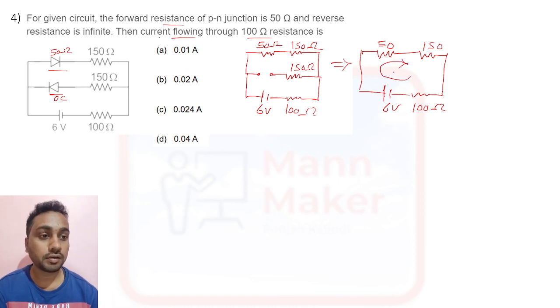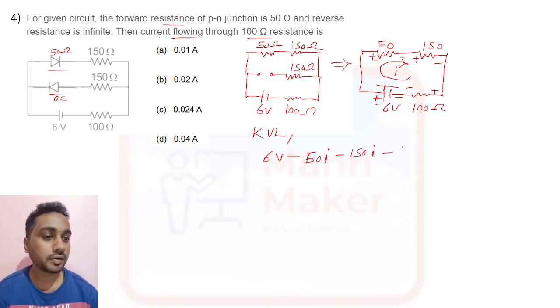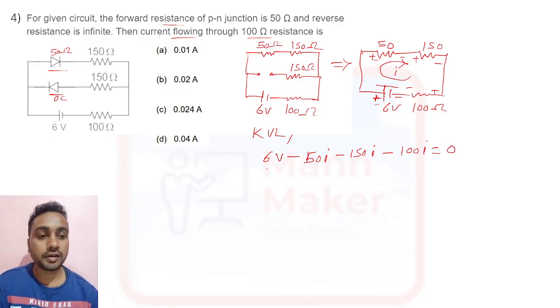So we will apply KVL here. If we apply, this is plus, this is minus, this is plus, this is minus, and we have to go like this. Okay. If you are choosing this plus position, it means outgoing, so it will be 6 volt minus 50I. Again minus 150I and minus 100I equal to 0. Like this we can write from KVL.